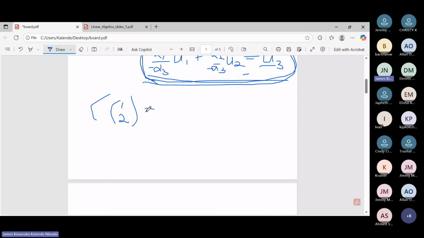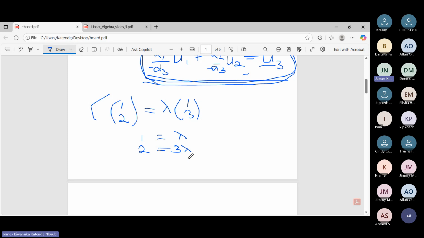So for this to be linearly independent, we need to show that it's not possible to find a number lambda such that (1, 2) will be equal to lambda multiplied by (1, 3). So how do we confirm that this is not possible? This would mean that 1 is equal to lambda, and at the same time 2 is equal to 3 lambda.